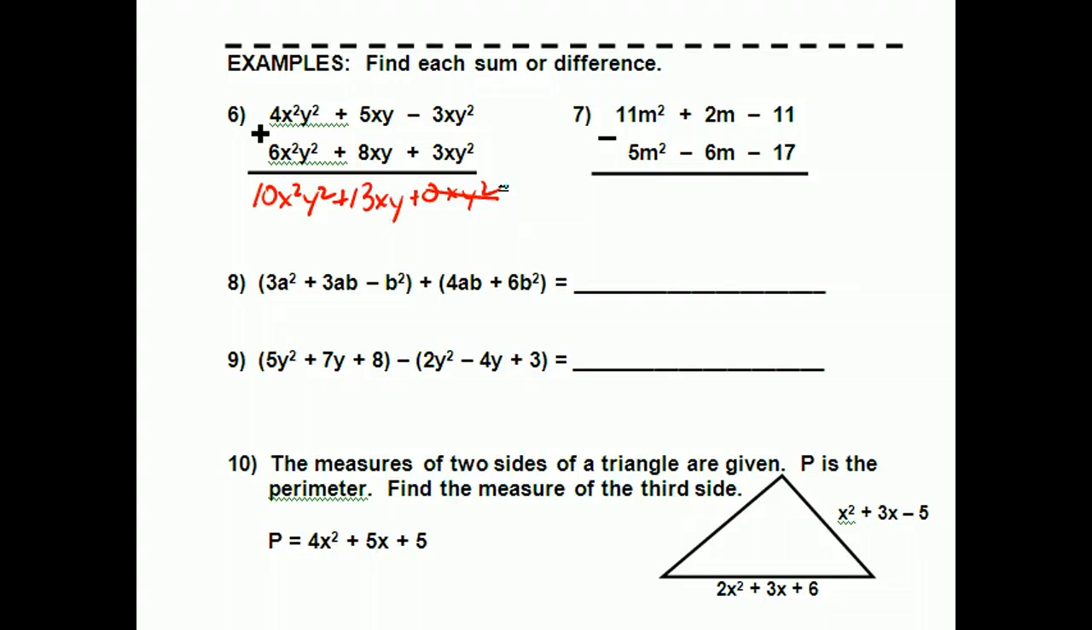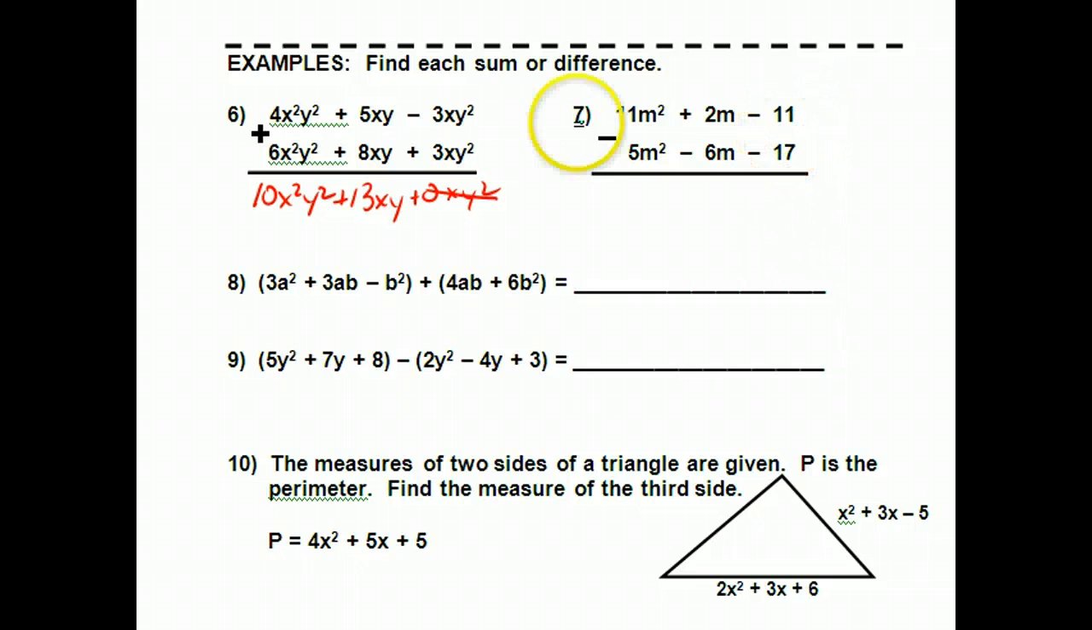But the idea here is that if even one of these exponents is different, or one of the variables is different, I couldn't add them up because they wouldn't be like terms. Okay, so let's take a look at number 7. You have to make sure that you pay attention to what's going on here a little bit better. All of my like terms are lined up nice here. So I've got m squareds and m squareds there, m's and constants and constants.